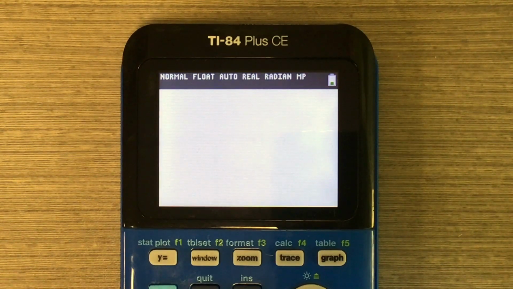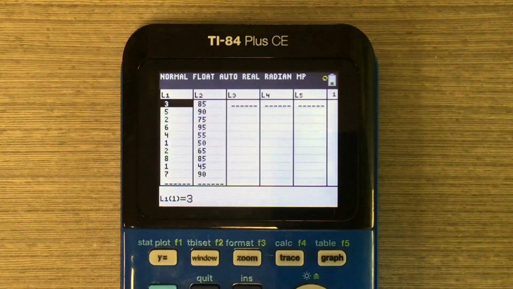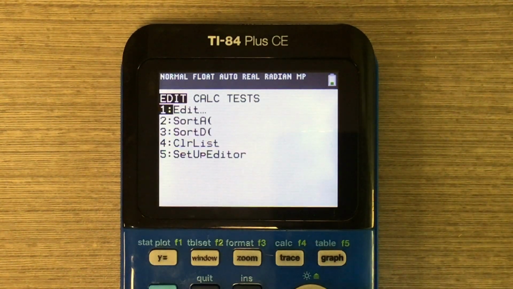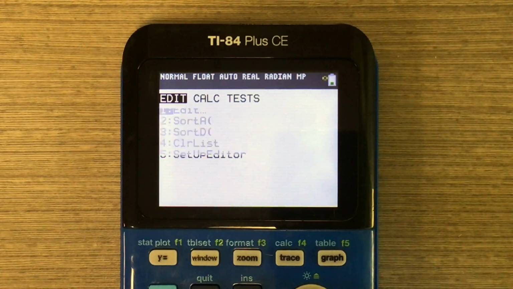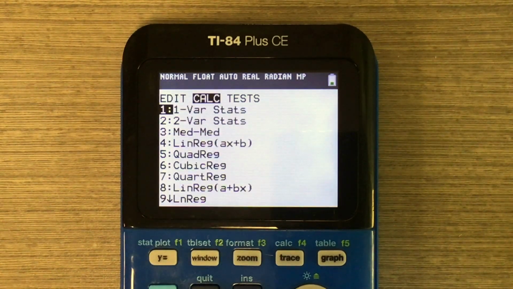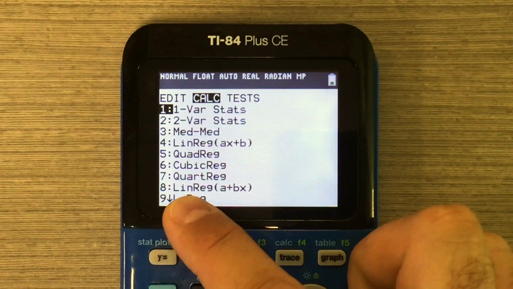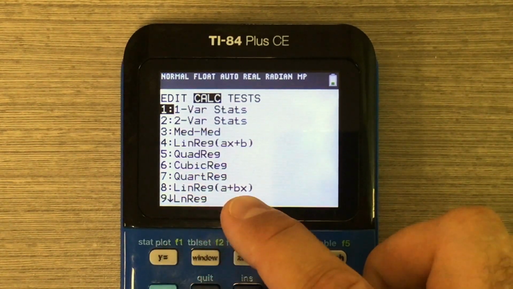Let's go ahead and see how we can find our correlation coefficient. So first, double check that your lists are appropriate. I can see they're the same length, and those are the numbers. So to find it, what we're going to do is hit Stat, and then arrow over to Calc. And we're going to use option 8 here, linreg A plus bx.